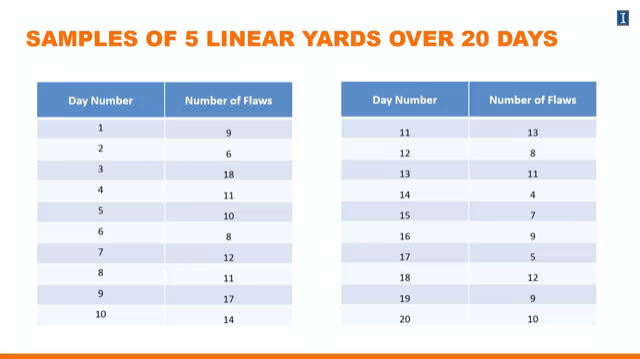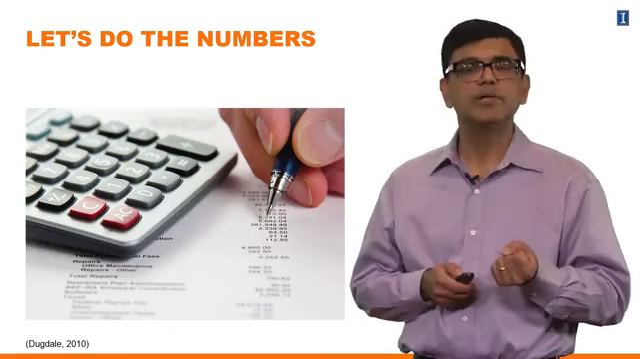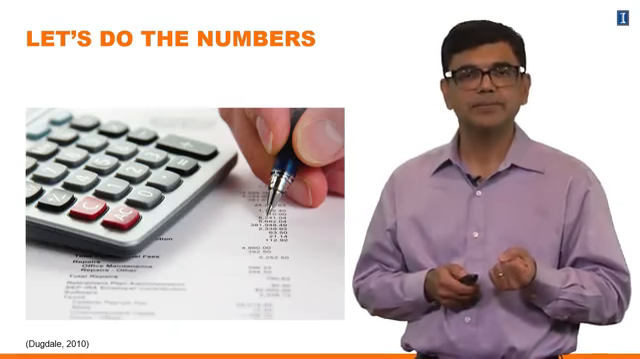Here's the data that we have. We can see that we have 20 days' worth. How do we use this to compute the control limits for a control chart? Let's take a look at the numbers and the calculations for that.